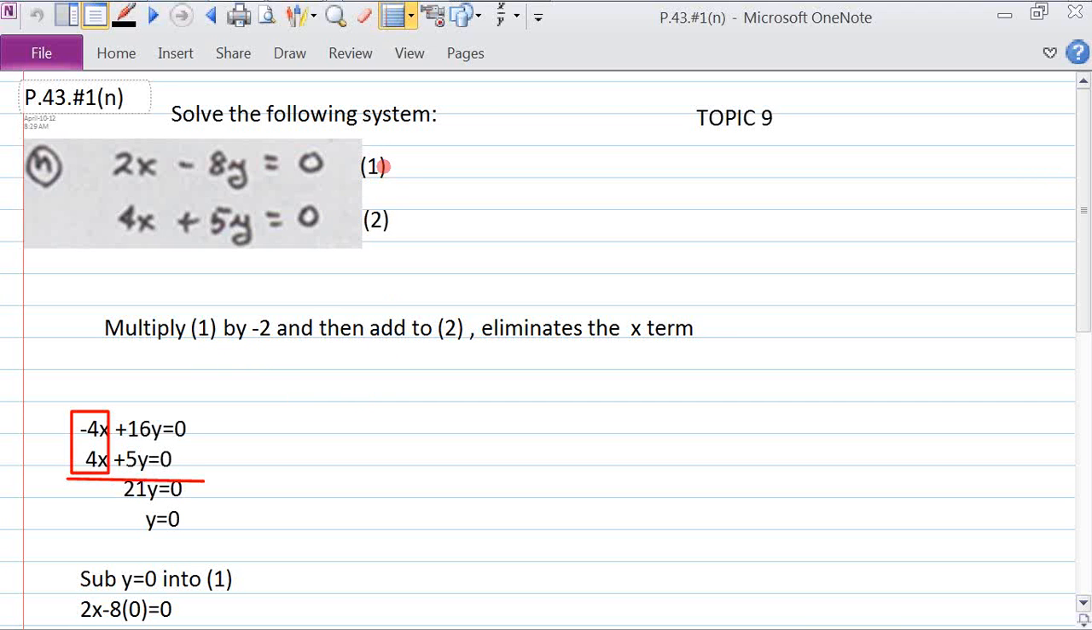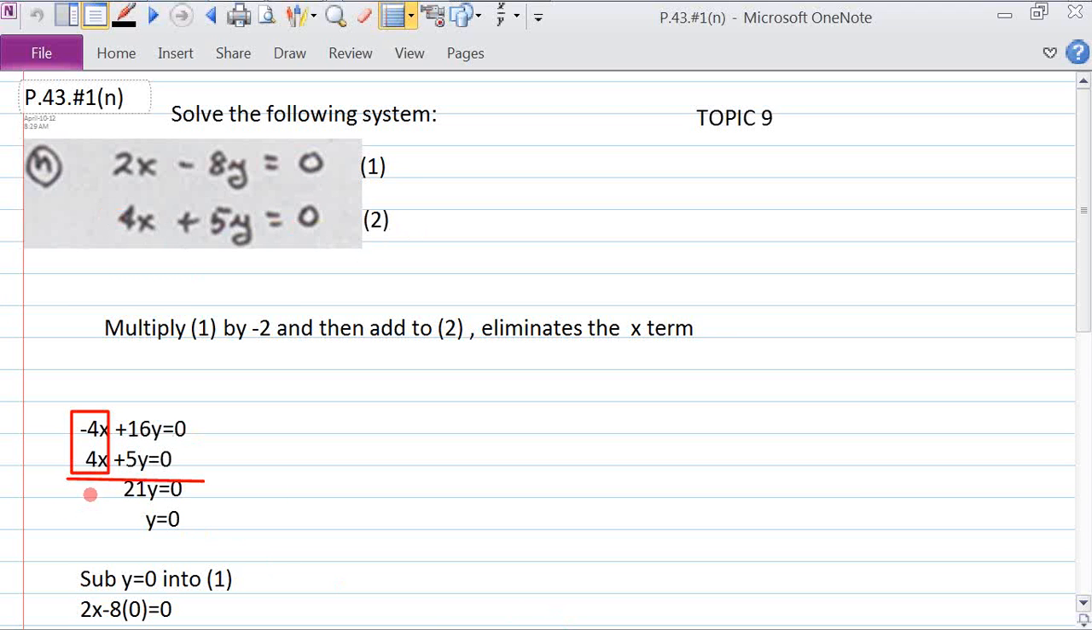By the way, it's a good idea to put numbers here so you know what you're talking about. You can always refer back to these equations. So I'm going to multiply each term by minus 2. This will give me minus 4x here. Minus 2 times minus 8y gives me plus 16y. And minus 2 times 0 still gives me 0. So here's equation 1 after it's been multiplied by minus 2, each term.